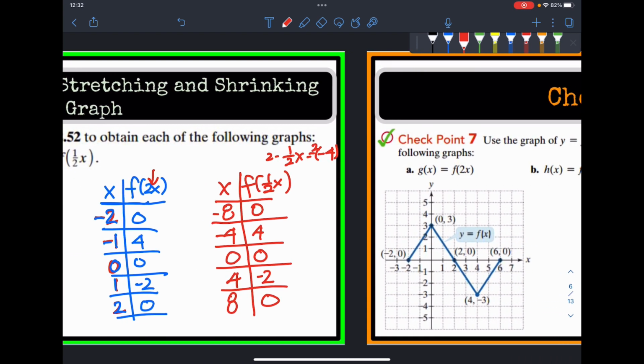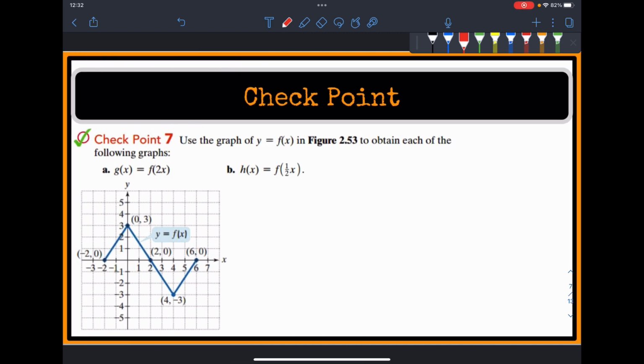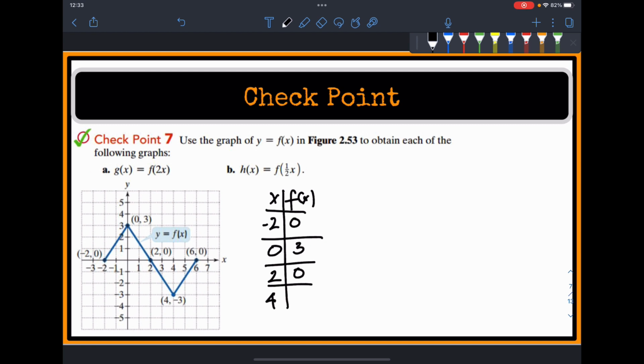Let's now check this one. All right, so pause the video and see if you can figure out what the graph of this parent function, this f of x, is going to look like when we perform these two transformations. So let's check our work. For the current function, f of x, our input and output values from left to right are the following.